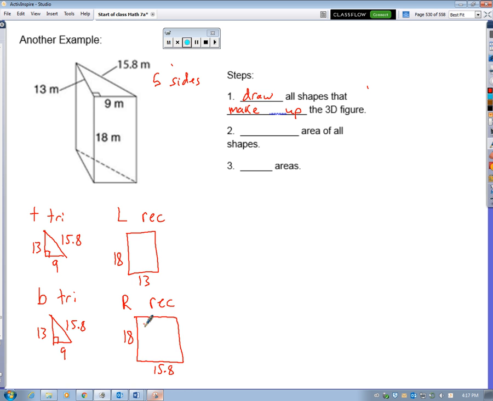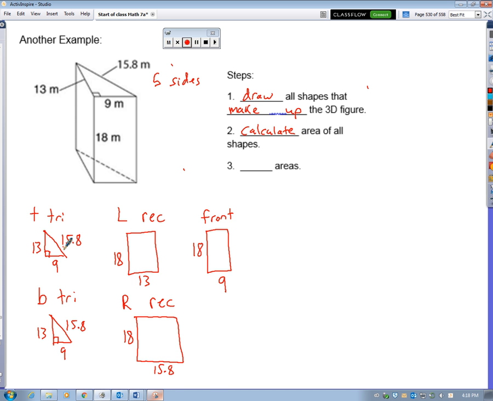I need to do one more, which is my front rectangle here. Okay, so we'll just call this the front. Alright, and my front, it still has the 18, and this time the width is the 9. Okay, so there's our 5 shapes. We've labeled all the numbers. Alright, now we're going to calculate the areas of all the shapes.